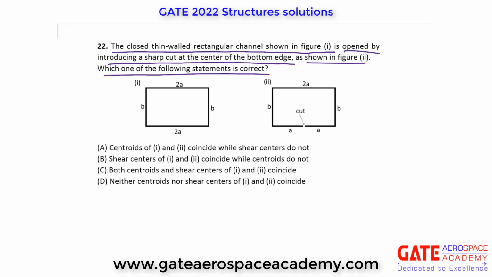So for figure 1, it is symmetrical about both axes. So its centroid will lie on intersection of plane of symmetry here, right, and its shear center will also lie here only because it is symmetrical about both the axes. So for figure 1, centroid and shear center coincide at one point only. Now coming to figure 2. For figure 2, the area distribution is symmetrical.